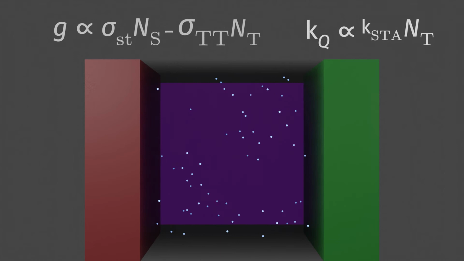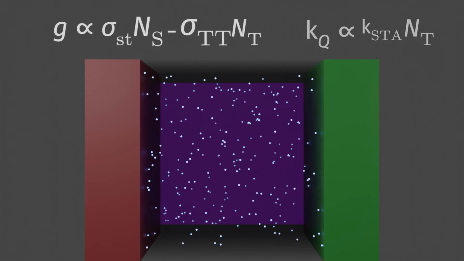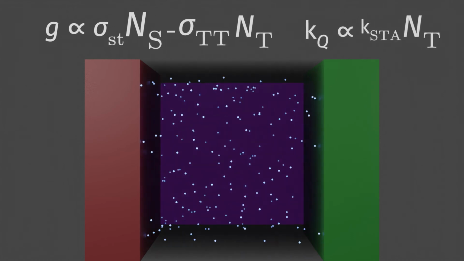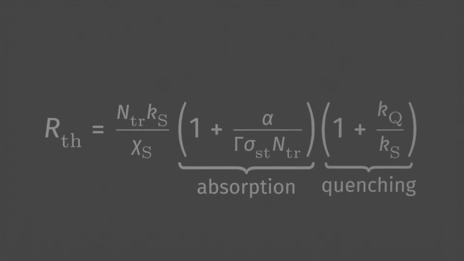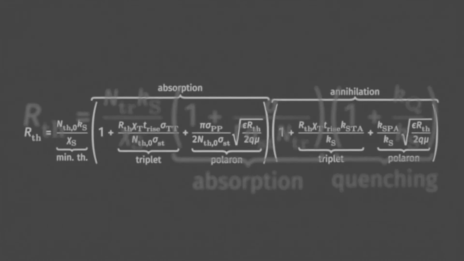Now to some extent we can compensate by recombining more and boosting our singlet density. But at the same time we will generate more triplets, increasing the absorption and annihilating more singlets. It's easy to see how this could get out of hand. So going back to our threshold recombination rate, if we use the profiles we found earlier, this fills in the details of this expression, and a few things are worth highlighting.